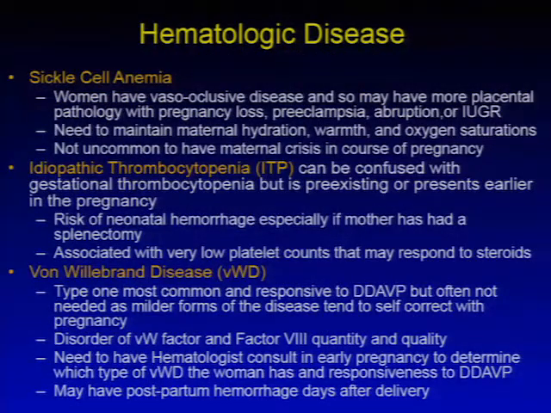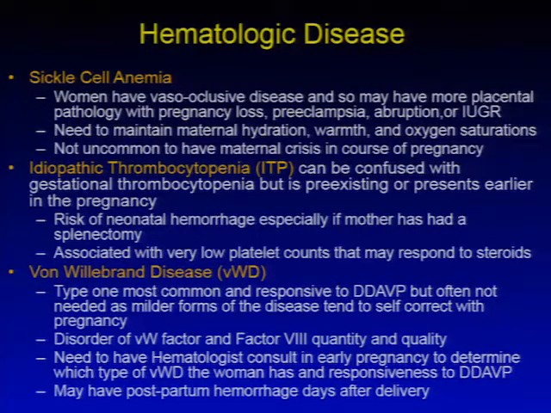Women with sickle cell anemia have vaso-occlusive disease and so may have more placental pathology with pregnancy loss, be more likely to have preeclampsia, abruptions, or intrauterine growth retardation. These women with sickle cell anemia need to have hydration maintained, be kept warm, and be well oxygenated. And it's not uncommon for mothers to have several sickle cell crises during the course of the pregnancy, which require admission.